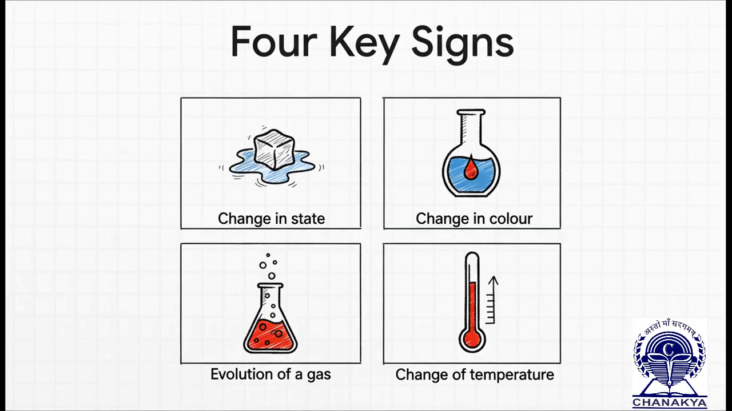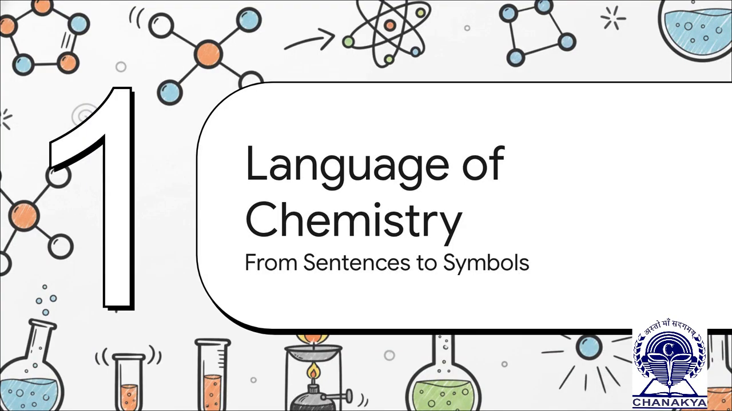So, here's the crucial takeaway. These observations, a change in state, a new color, bubbles, a shift in temperature, these are our telltale signs that a chemical reaction has definitely happened. Okay, so now that we can spot a reaction, how in the world do we talk about it? Well, scientists needed a shorthand, right? A universal language to communicate these changes precisely without writing a novel each time.